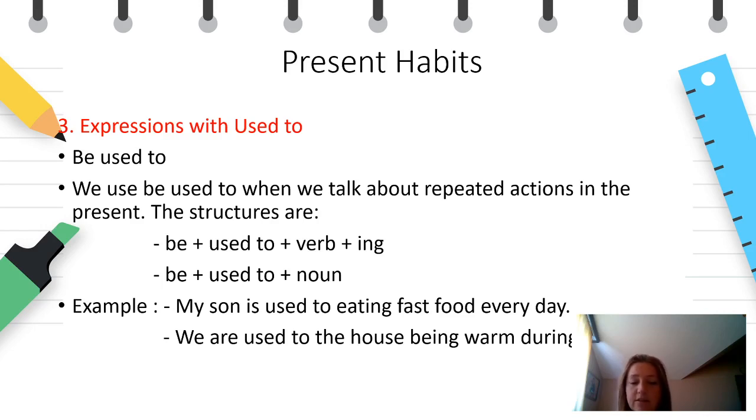In this sentence, we have got the form of the verb to be in present, is, used to, and the verb plus ing form, in this case, eating. And the second sentence is for the second structure, be plus used to plus noun. Example, we are used to the house being warm during winter. Again, we have got are as a form of the verb to be, used to, and the noun here is the house.